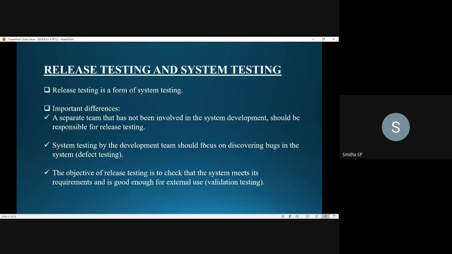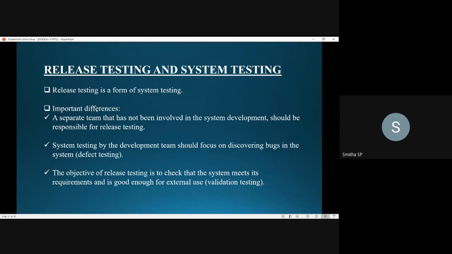The main differences between release testing and system testing are: first, a separate team that has not been involved in the system development should be responsible for release testing. Second, system testing by the development team should focus on discovering bugs in the system, that is defect testing. The objective of release testing is to check that the system meets its requirements and is good enough for external use, that is validation testing.